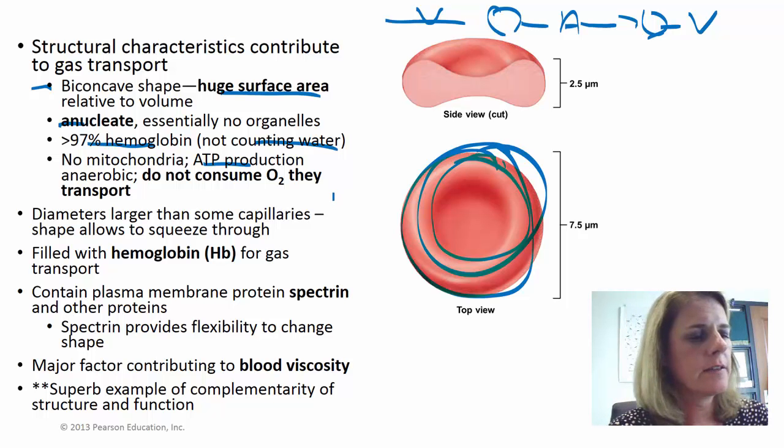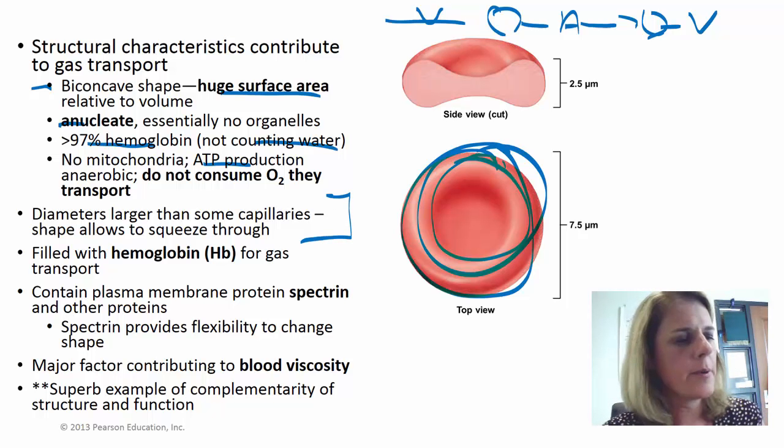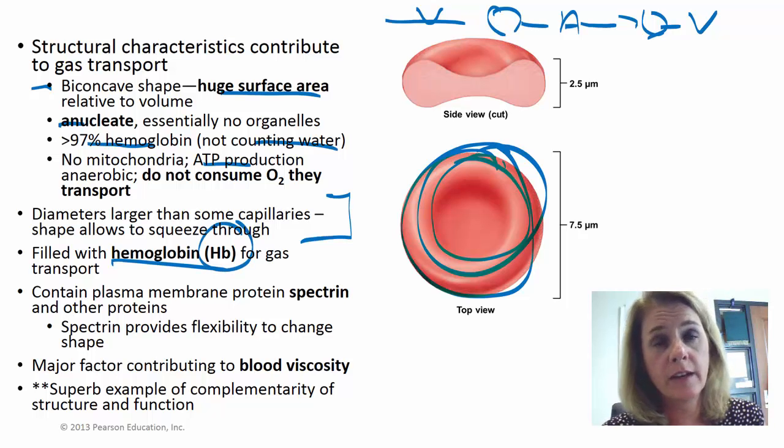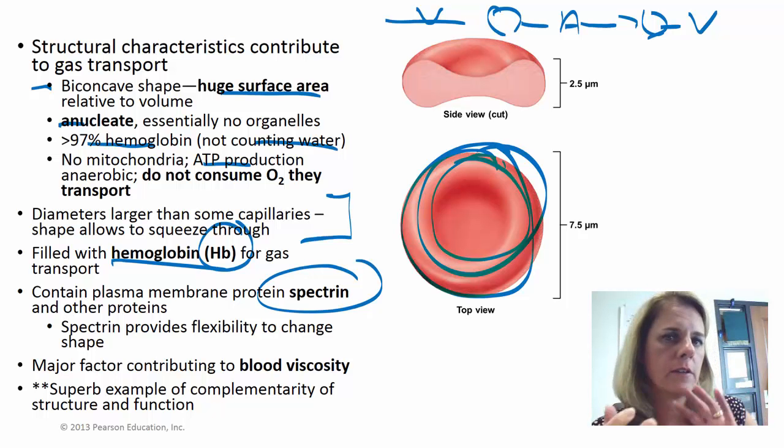Again, their diameter is such that they can squeeze through capillaries. They're filled with hemoglobin, which is abbreviated Hb, for gas transport. The hemoglobin allows the cells to carry oxygen and carbon dioxide. The plasma membranes of these cells have something called spectrin, which is a bendy protein that allows the cells to be flexible so they can squeeze through tight places.